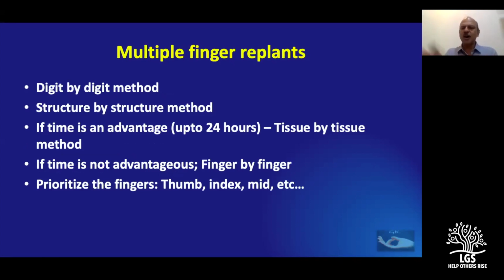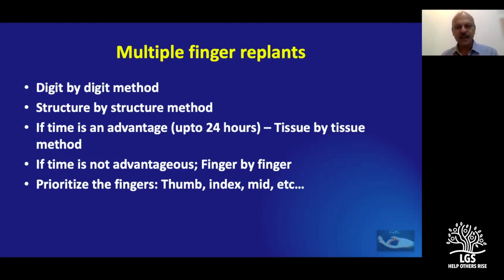Or should we fix all the bones first of all the fingers, then do all the extensor repair, then do all the flexor repairs? So the first is called the digit by digit method. The second is the structure by structure method. Usually, as far as the fingers are concerned, time is not a constraint because the amount of muscle present in the finger is quite less. So it can withstand ischemia for a longer period of time.